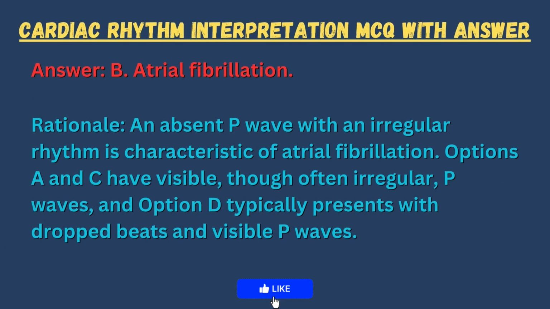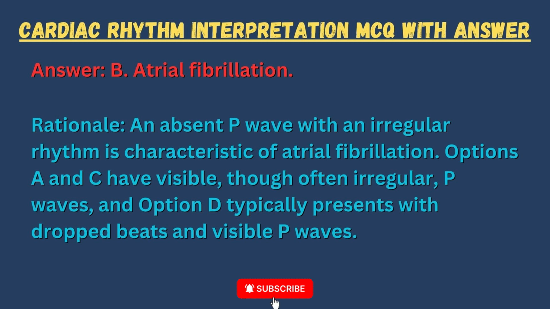Answer: B. Atrial fibrillation. Rationale: An absent P wave with an irregular rhythm is characteristic of atrial fibrillation. Options A and C have visible, though often irregular, P waves, and option D typically presents with dropped beats and visible P waves.